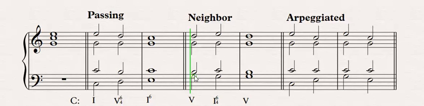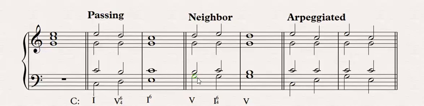So basically what's happening is the alto is doubling the bass here. The other voices are just moving up and then coming back. So it's just a little flirtation with 1 before we come back to where we should be, which is 5.